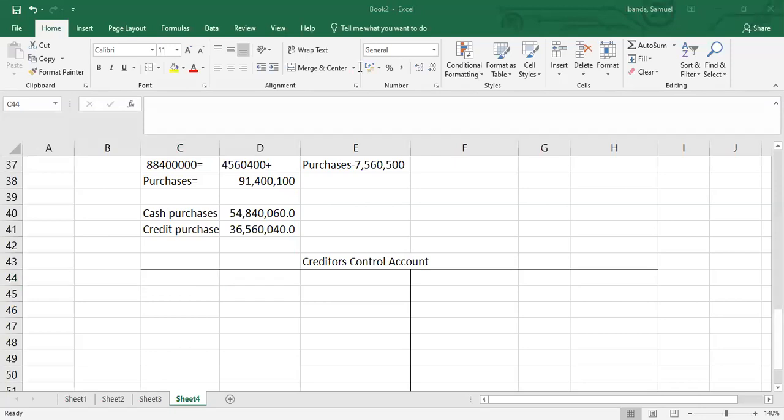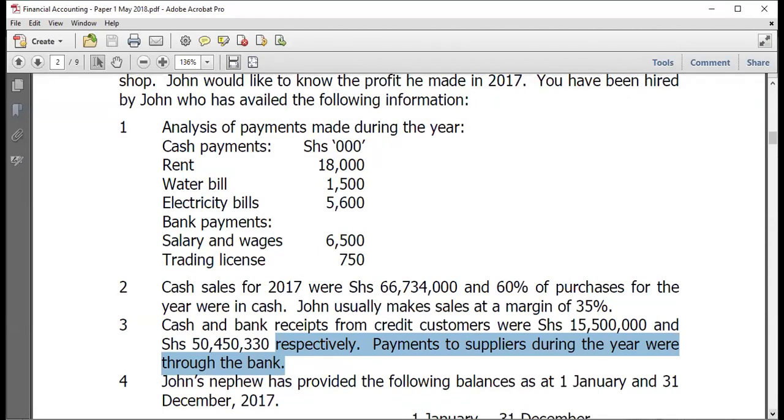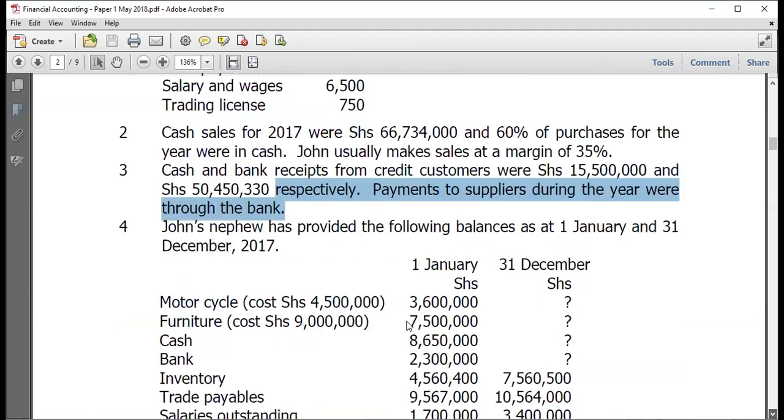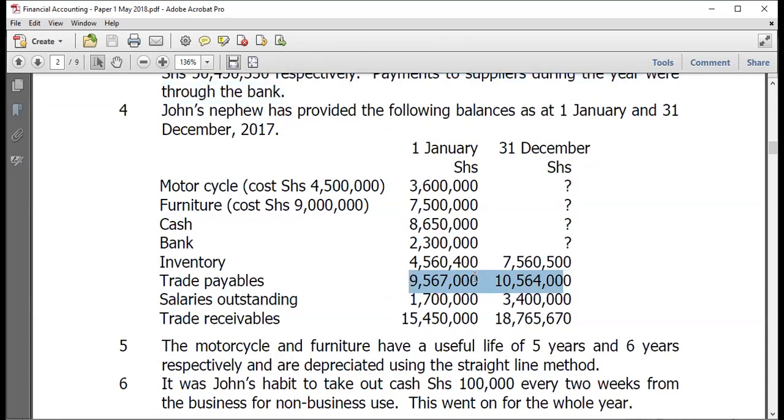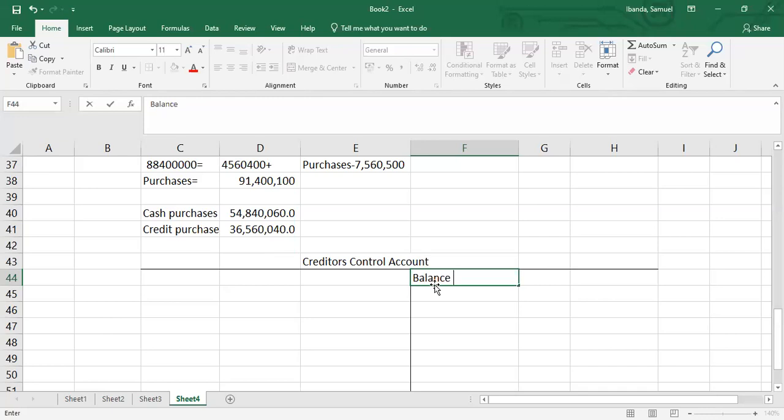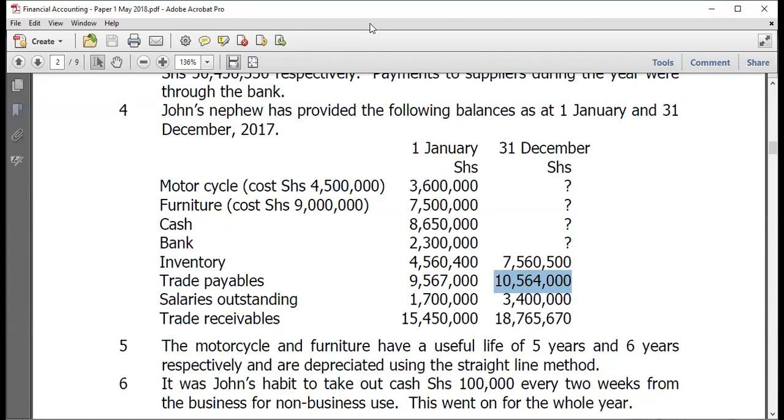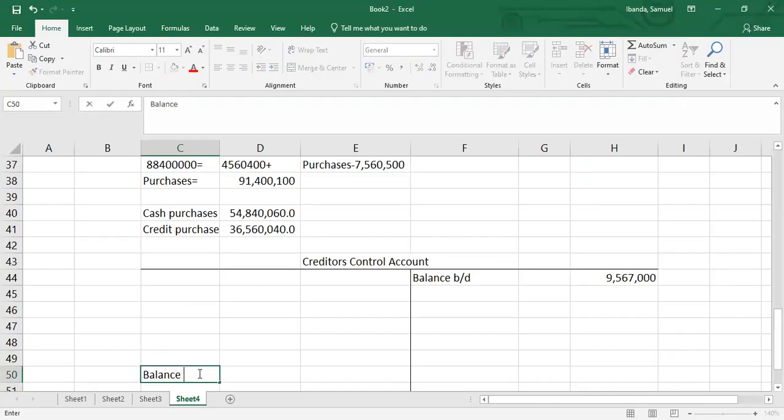So my accounts payable control account, just like the way I did with the trade receivable control account, I'm going to use these figures, and this will be my balance brought down. So when I come here, balance brought down is this value. I'm putting it on the credit side because these are creditors, and creditors have a normal credit balance. And now I'll pick 10 million and put it as my balance carried down. Now the balance carried down is usually on the opposite side, okay?